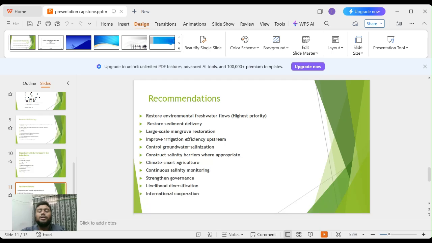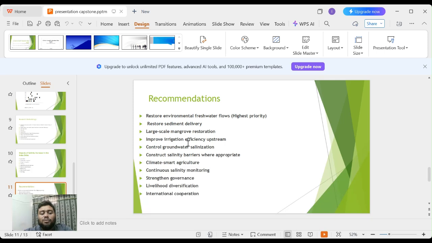Now, what are the recommendations? The first one is that we have to restore environmental freshwater flows. This is the highest priority. This is the single most effective measure. So what would have to be done? We have to guarantee a minimum of 10 million acre feet flow from freshwater Kotri Barrage to the delta.